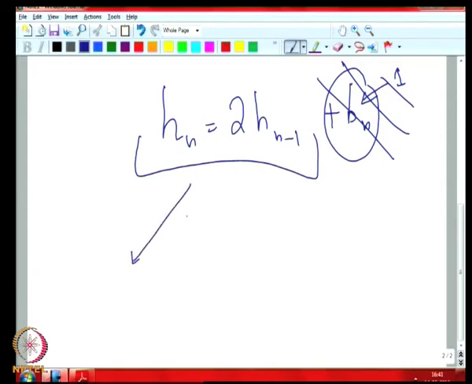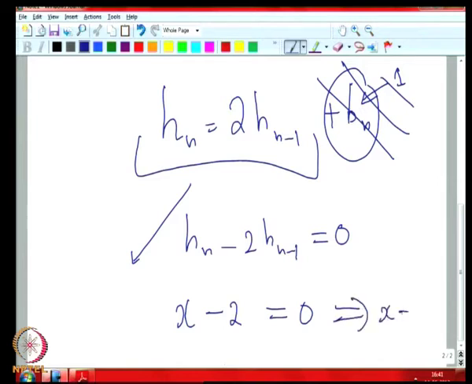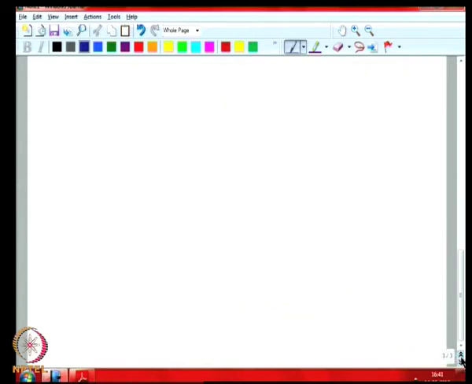This we can easily solve, because this is Hn minus 2 Hn minus 1 equal to 0, and the characteristic equation is x minus 2 equal to 0, and that implies x equal to 2 is the solution of the characteristic equation. And then the general solution for the homogeneous part is Hn equal to some constant c times 2 to the power n. Remember, 2 was the solution of the characteristic equation, right, this we remember.